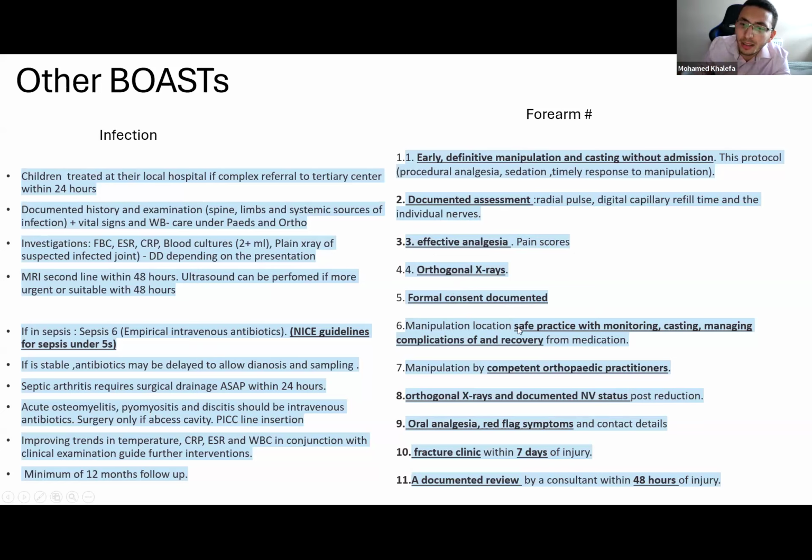And then you should manipulate. They didn't specify. They said a safe place. You should have monitoring, casting facilities, and managing complication and recovery from medications. It has to be a competent orthopedic practitioner, which is yourself, and orthogonal views and neurovascular status after reduction.